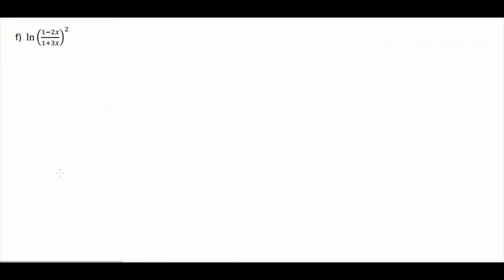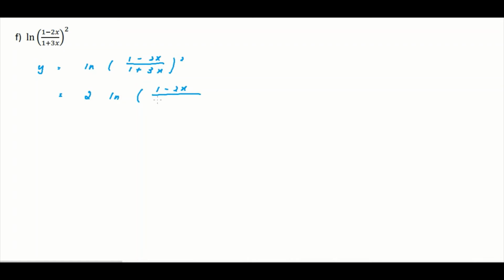Okay, so F. Natural log, so y equals natural log of (1 minus 2x) over (1 plus 3x). As you see this one, do you actually need to expand it? So you do not need to do that. Remember that when you solve for natural log, there are plenty of principles that you can try to simplify or expand it. So instead of actually expanding it, what we can try to do is move the 2 in front.